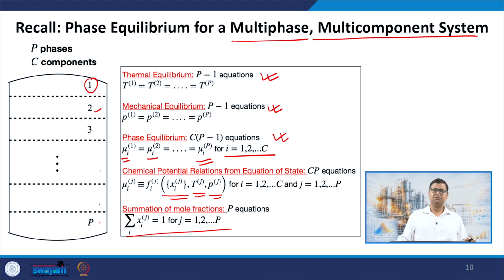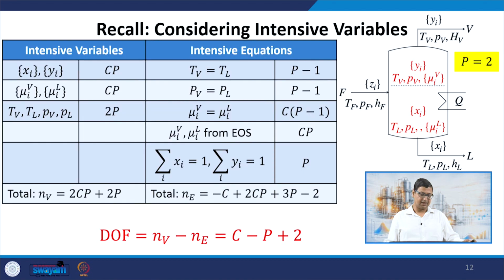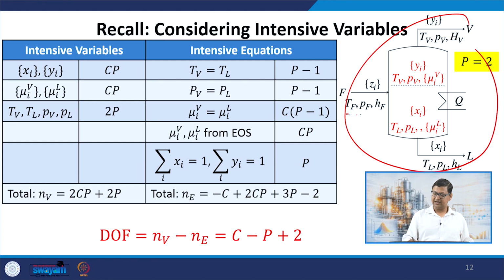The number of variables minus the number of equations gave me the degree of freedom. So that's what I am showing here. We have, for example, this separation process where a feed at some condition, the feed condition Tf, pressure Pf, and some enthalpy is getting separated into a vapor phase and a liquid phase, and we get a vapor product, a liquid product, right?